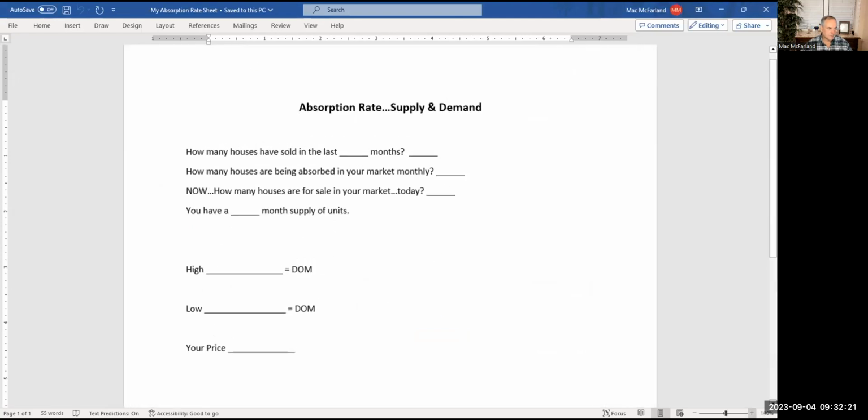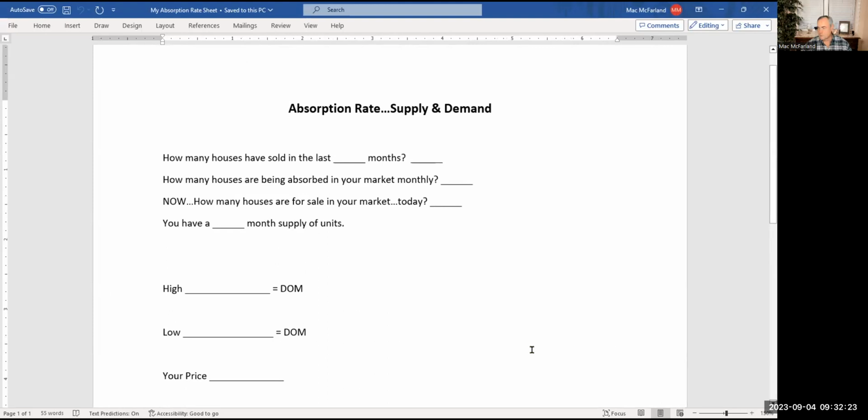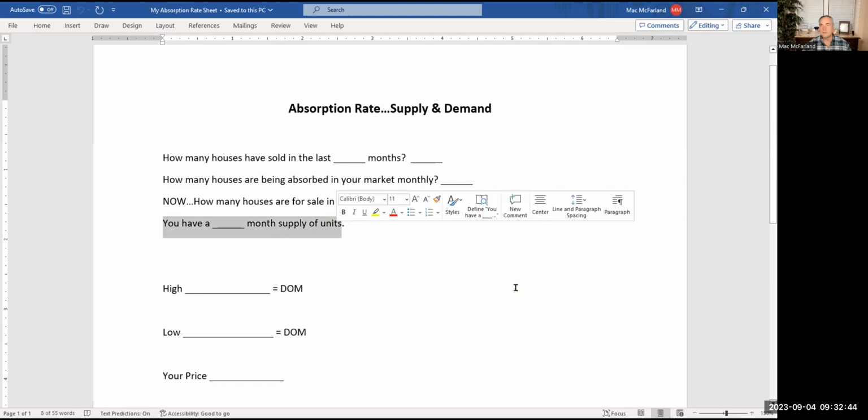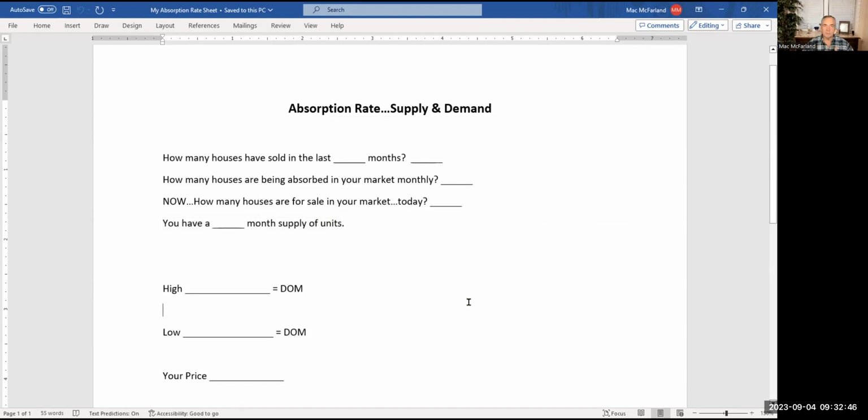So on doing this, when we talk about just the simple, this is probably close up. So you can see it better. So when we talk about the absorption rate itself, once again, how many homes have sold in the last whatever months, right? We need to know that. How many homes are being absorbed in the market monthly? That's just your simple math. How many homes are for sale in the market today? And then you have blank month supply. That's the big key there. You have so many months supply.